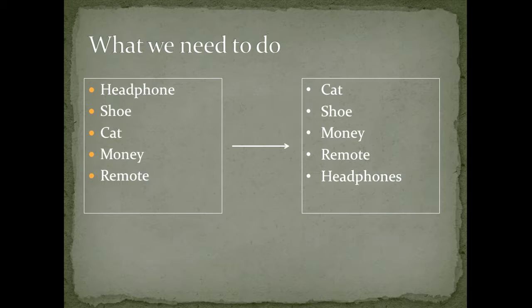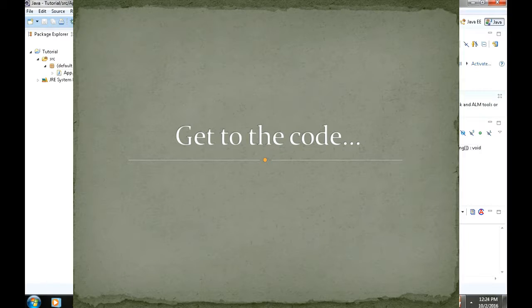So as you can see on the right side of your screen, we have the elements cat, shoe, money, remote, and headphones. And each one of these elements within this list are sorted based on length. As you can see, starting from the top, we have cat, and towards the bottom we have headphones. So as we are progressing through the list, the length is gradually becoming larger. And I pretty much just wanted to show you how to implement this. So let's get right into the code.